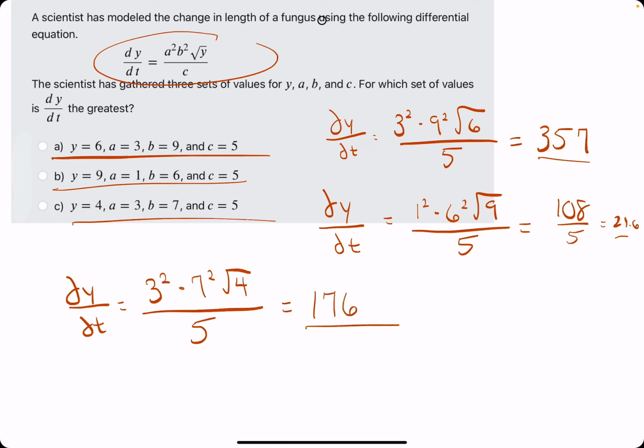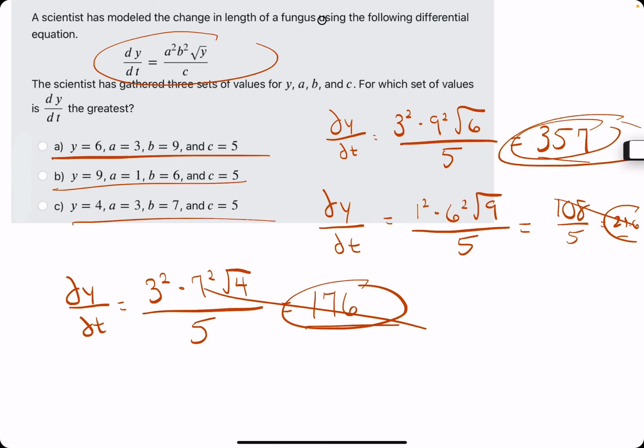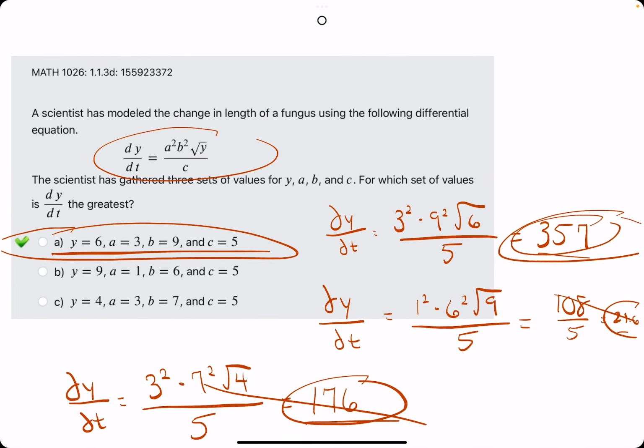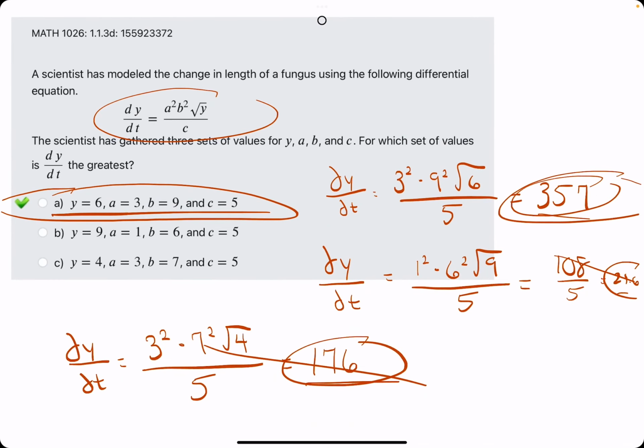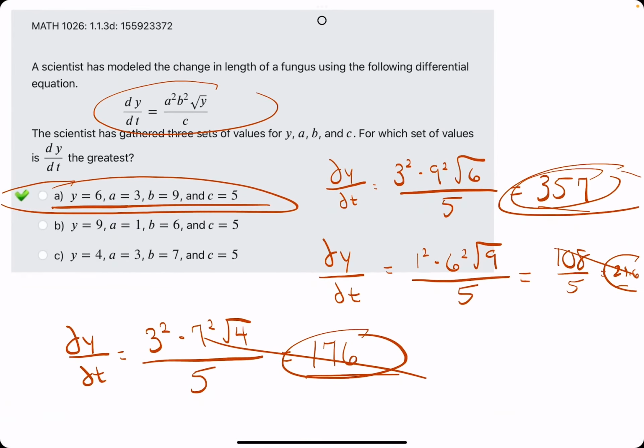Okey dokey. We have our 3 contenders, of which the largest must be option A's value. So break out the eraser and we see that A is in fact our answer, since it gave us the largest dy over dt value.